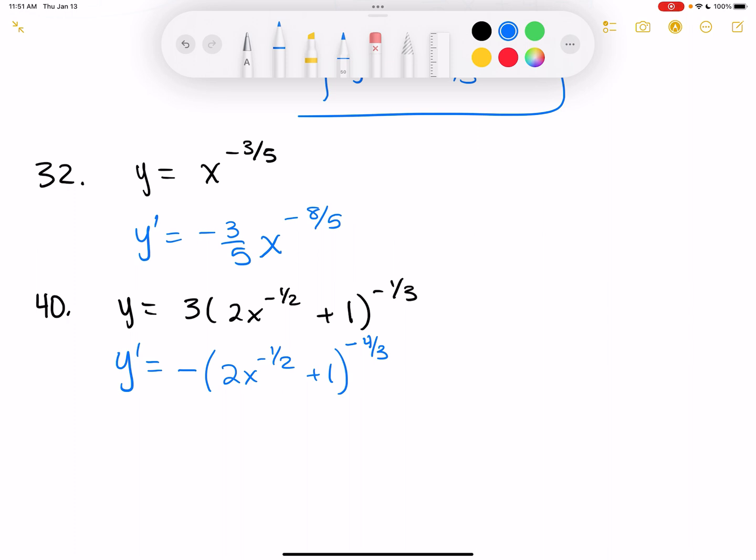And then now you just need the derivative of the inside. Yeah, which is going to be negative x minus 3/2. So then your negatives are just going to cancel each other.